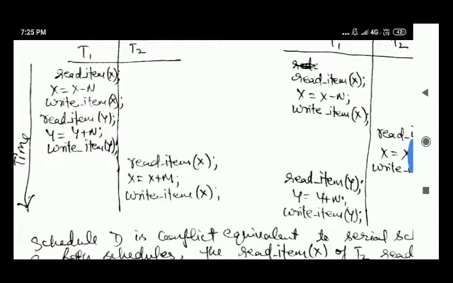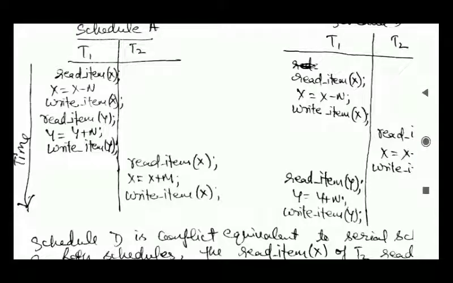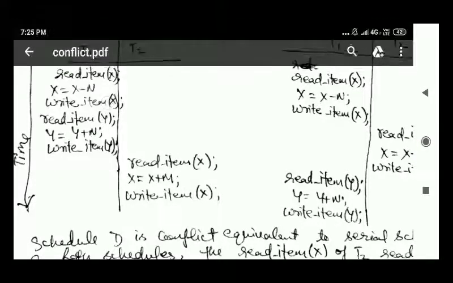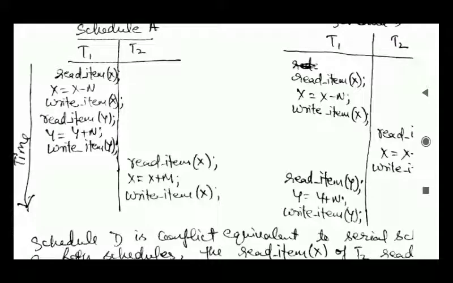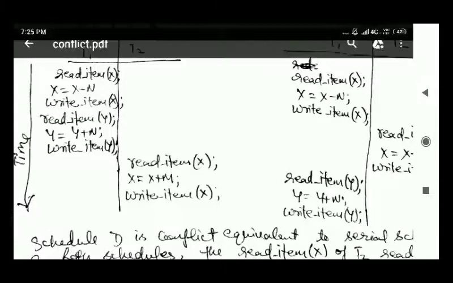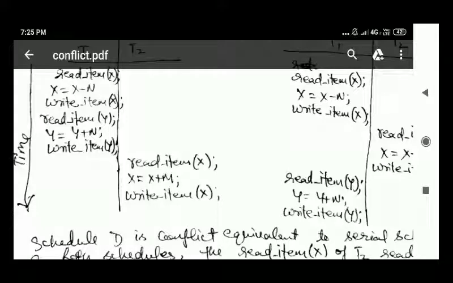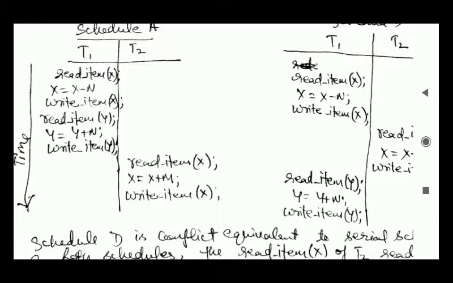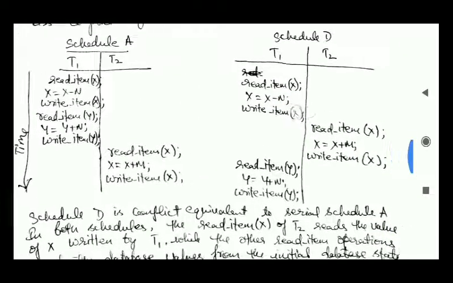And here see another example. This write operation and this write operation of transactions T1 and T2 are also conflicting because both are write operations, both are writing the same item X, and they belong to different transactions. So in Schedule A, see their order. First transaction T1 writes X, and transaction T2 writes after transaction T1 writes X. The same order is here in Schedule D.